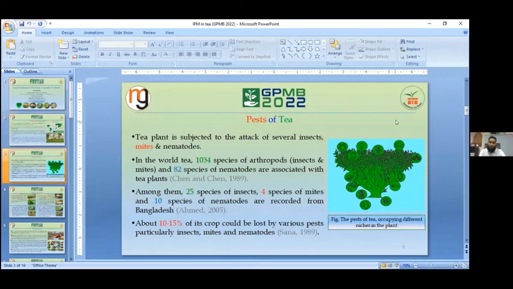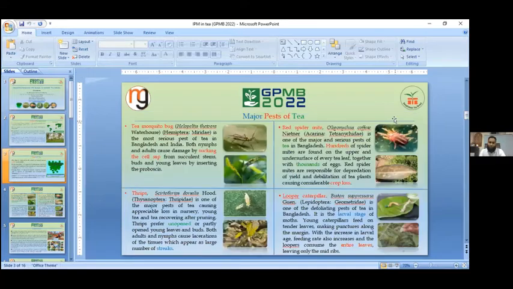Tea plant is subjected to the attack of several insects, mites, and nematodes. 1,034 species of arthropods, including insects and mites, and 82 species of nematodes are associated with tea plants. Among them, 25 species of insects, 4 species of mites, and 10 species of nematodes are recorded from Bangladesh. About 10 to 15% of the crop could be lost to various pests, particularly insects, mites, and nematodes.